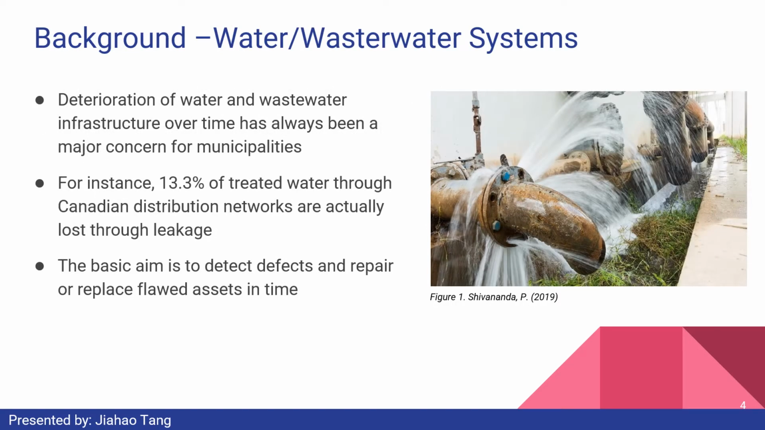First, let me introduce the background of our selected specific condition assessment to explain why it is necessary. Deterioration of water and wastewater infrastructure over time has always been a major concern for municipalities, as the condition of water pipes highly determines quality of water and level of service. For instance, it was estimated that about 13.3% of treated water through Canadian distribution networks is actually lost through leakage caused by structural damage or faulty connections.